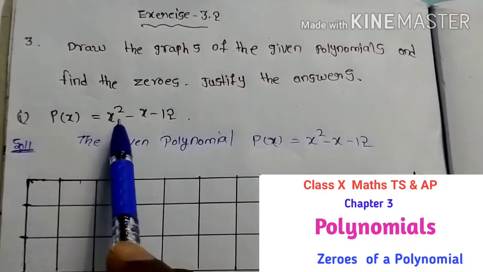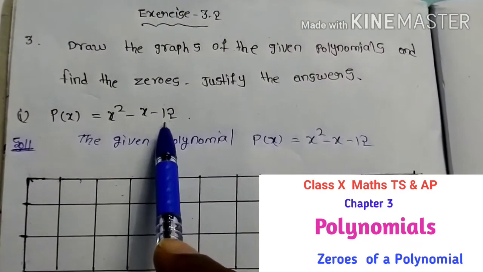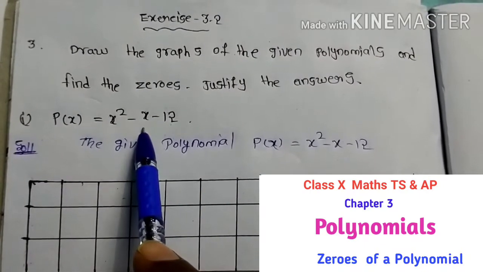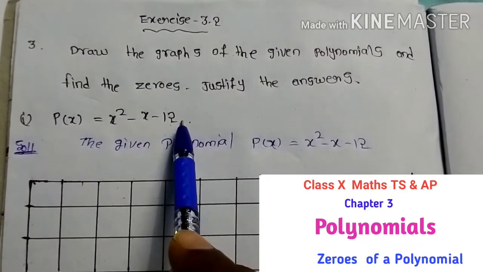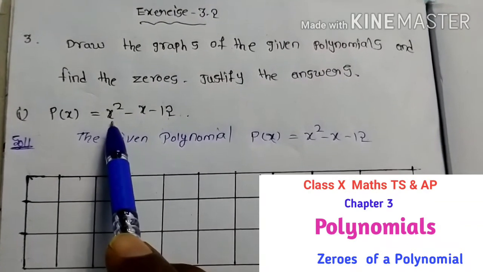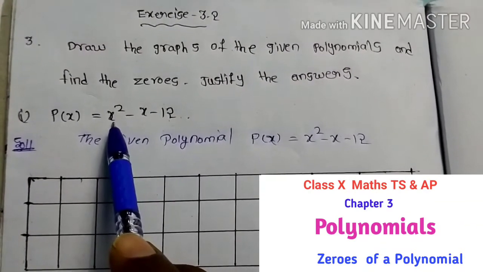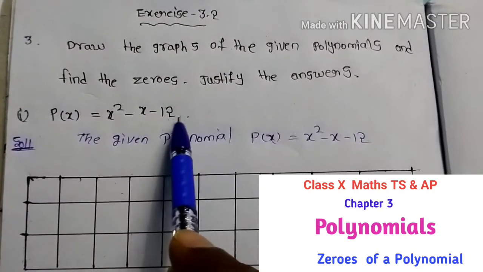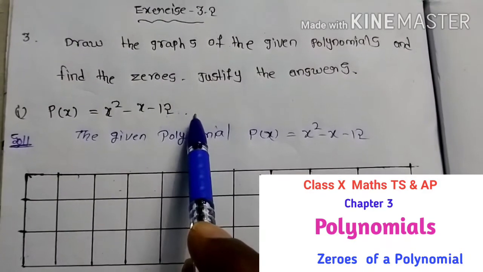P of x is equal to x square minus x minus 12. It is a quadratic polynomial. Yes or no? Yes. Why? Because of the highest degree. The highest degree of the given polynomial is 2 only, so it has at most 2 zeros.